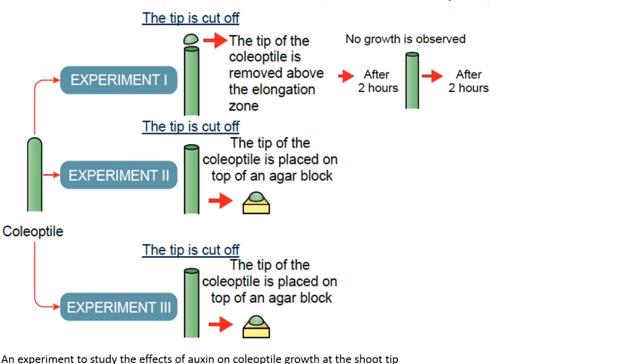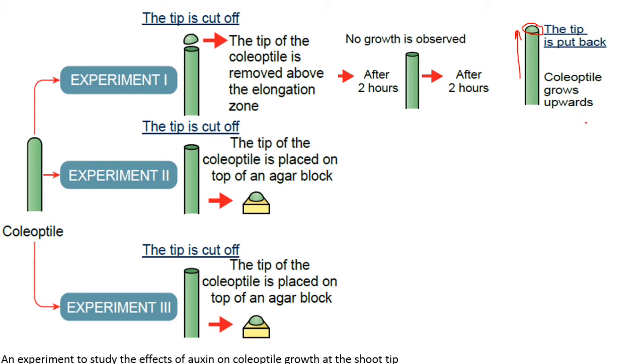Okay, look at the picture. No growth is observed after 2 hours because there is no tip of the coleoptile. This shows that no auxin is produced because the tip was removed. But when the tip is put back on the coleoptile, the coleoptile will grow outwards. We put back the tip, and we can see that the coleoptile grows outwards.